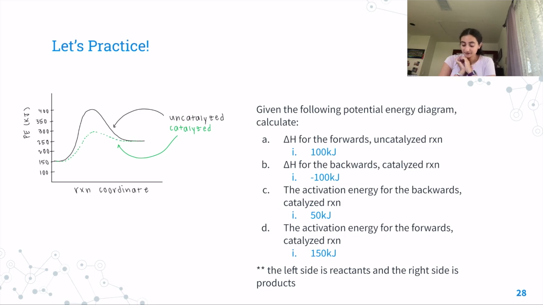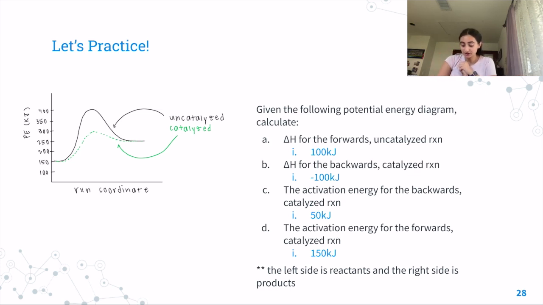The activation energy for the backwards catalyzed reaction. So we want to look at reactants on the right, and the catalyzed reaction is in green. So if my reactants are at 250 kilojoules and the highest point or the transition state is at 300 kilojoules, then our activation energy is 50 kilojoules.